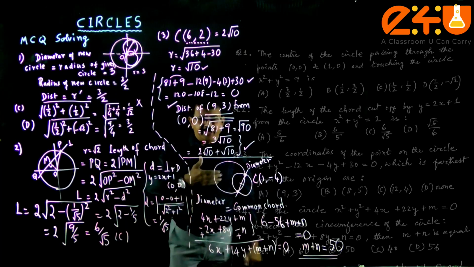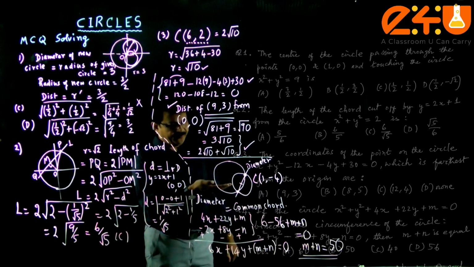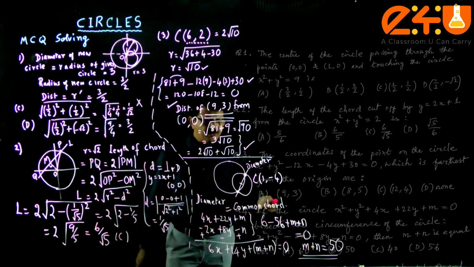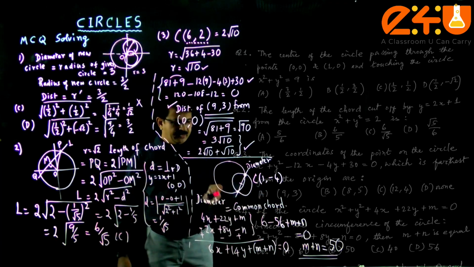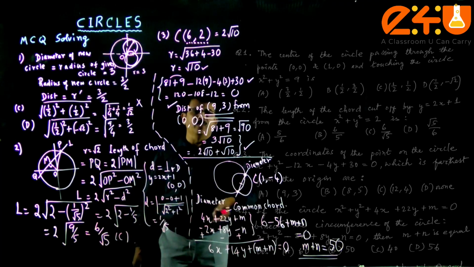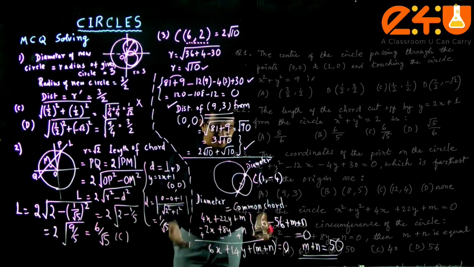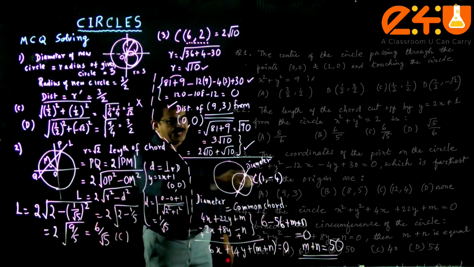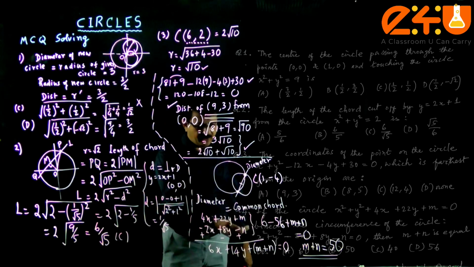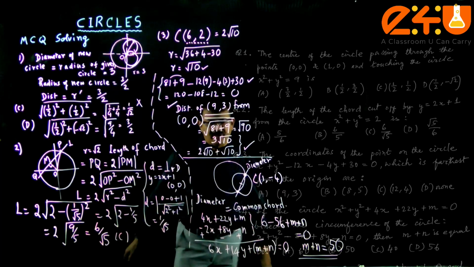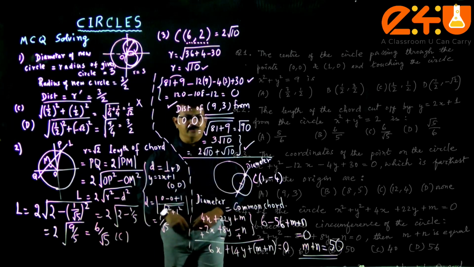So concentrate on the concept involved. I hope you learned here how to get the common chord. That is the difference of the two equations. The second degree terms get cancelled. You get the first degree terms making up a straight line, and the center point lies on the diameter, which is the common chord, so it satisfies, and you get the value of m plus n, which is equal to 50.